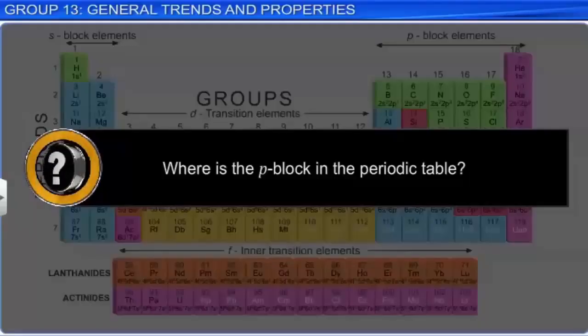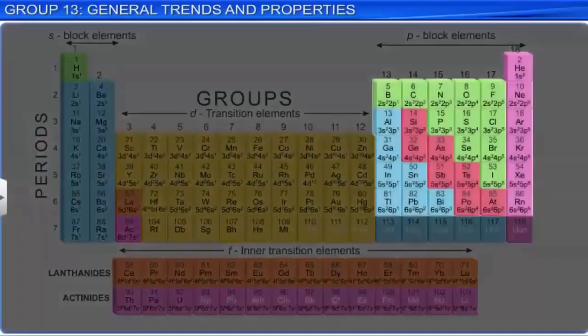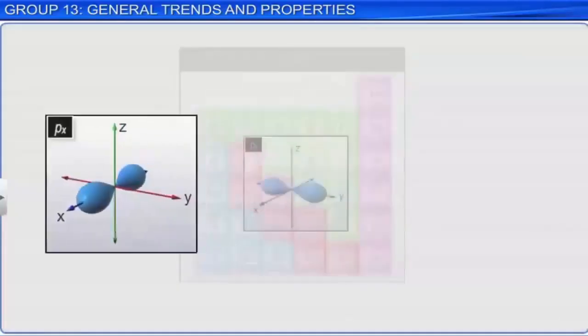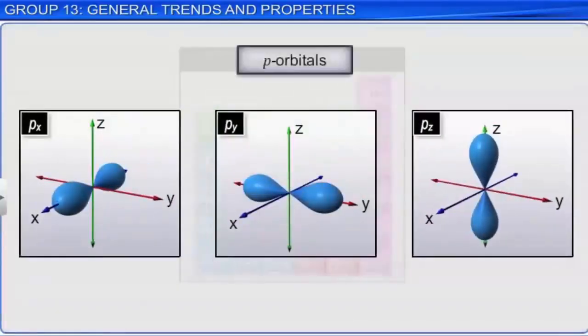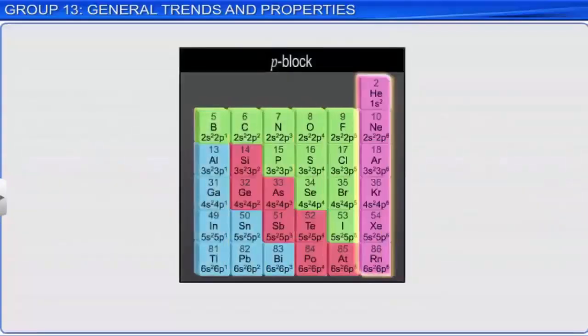Where is the p block in the periodic table? We are referring to columns 13 through 18 on the right-hand side of the table. Elements in the p block have their outermost or valence electrons in a p orbital. As you recall, there are 3 p orbitals in a p sublevel, and each orbital can hold a maximum of 2 electrons. This is why there are 6 columns in the p block.